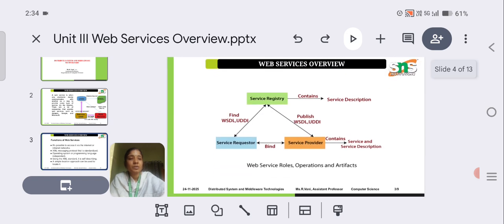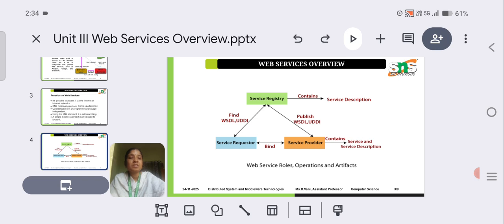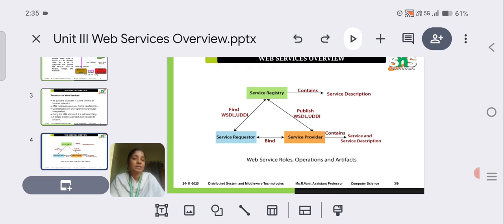The next one we are going to see is the web services roles, operation and artifacts. Here in this diagram, a service requester, a service provider, and a service registry are mentioned. These three are the most important roles, which play a vital role. These three are interconnected with one another in a unique way.